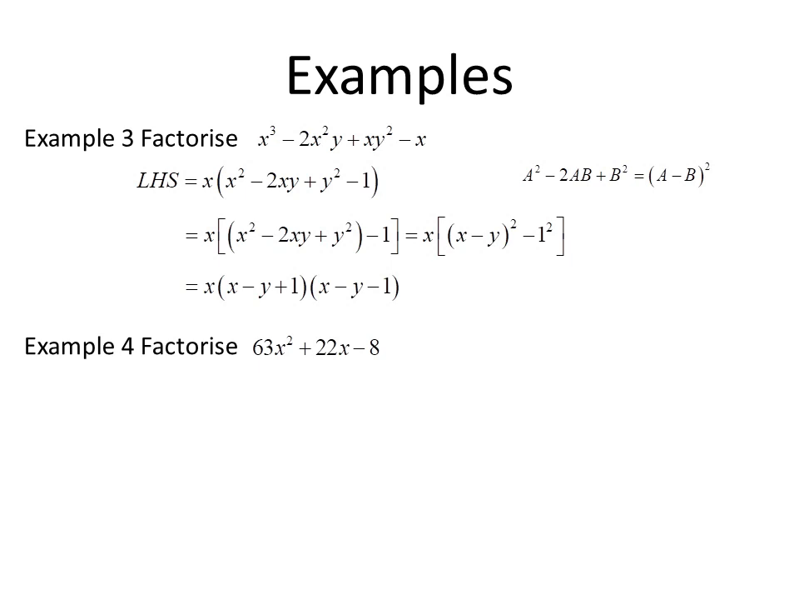Example 4 is to show how to use the cross product method to factorize a trinomial quadratic of 63x squared plus 22x minus 8. Recall the cross product method as shown here again. We apply this method onto this example.